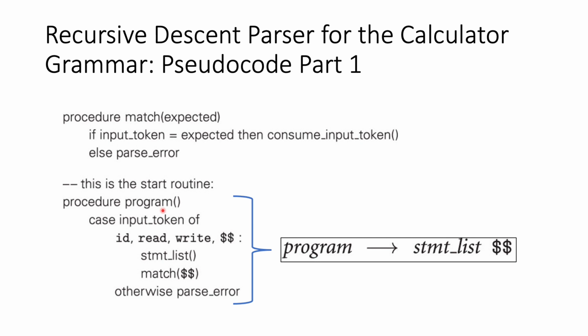If the initial token is either an identifier, or read or write or the end marker, which is the double dollar sign, then it calls the subroutine STMT list and then attempts to match the end marker. Otherwise, it produces a syntax error.